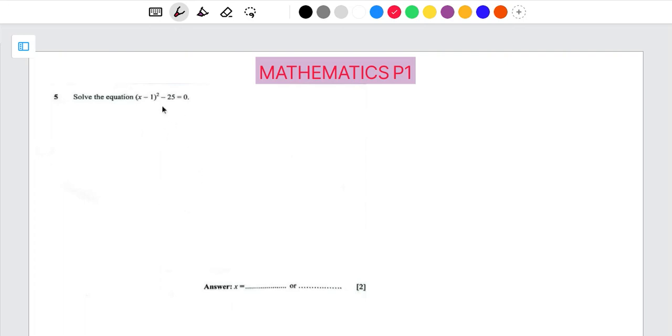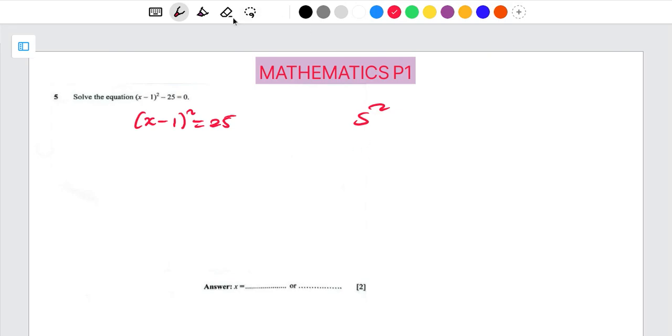In this case, I have a power here, so I have to take this 25 to the other side. So what am I going to have? I'm going to have (x minus 1) to the power 2, and this is going to be equal to 25. Of course, we know that 25 can be expressed as 5 to the power 2, but in this case, we have to provide two answers.